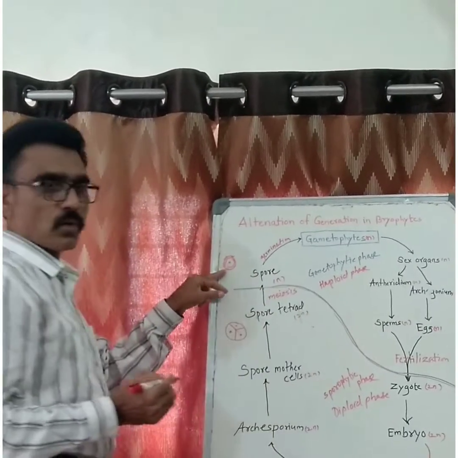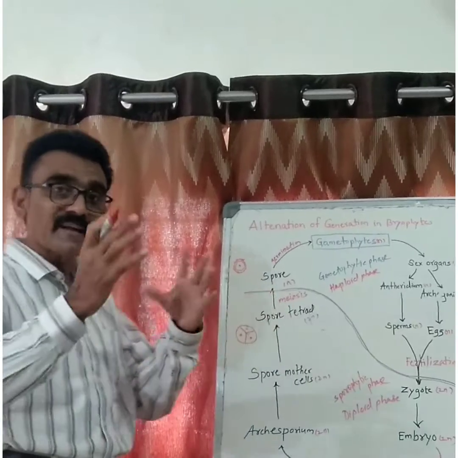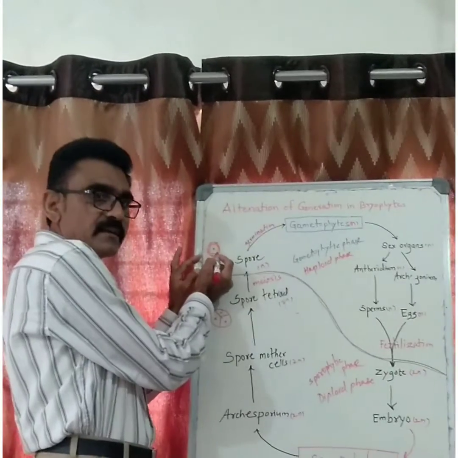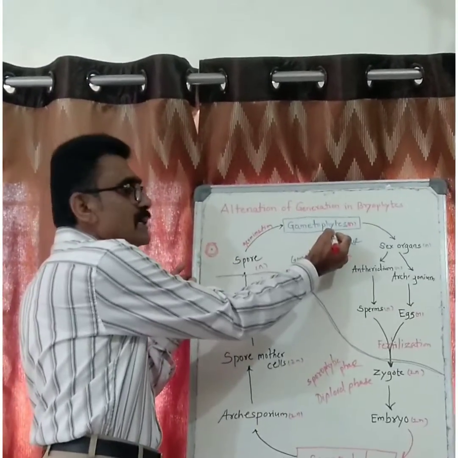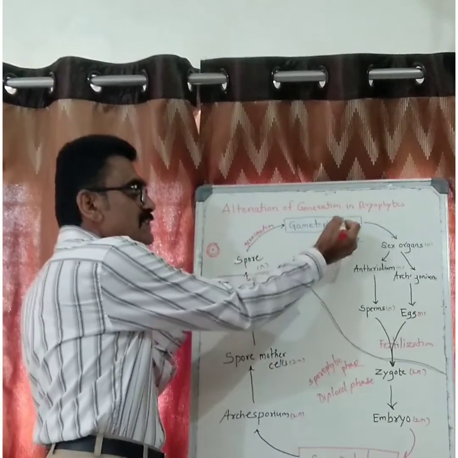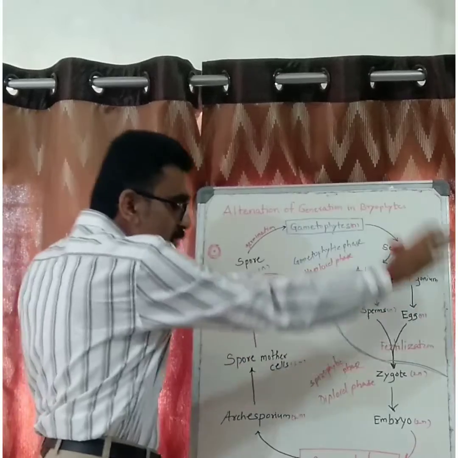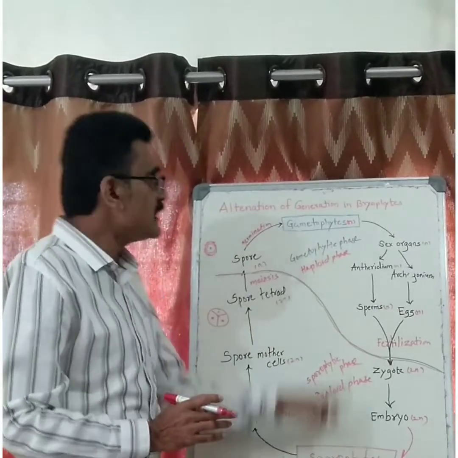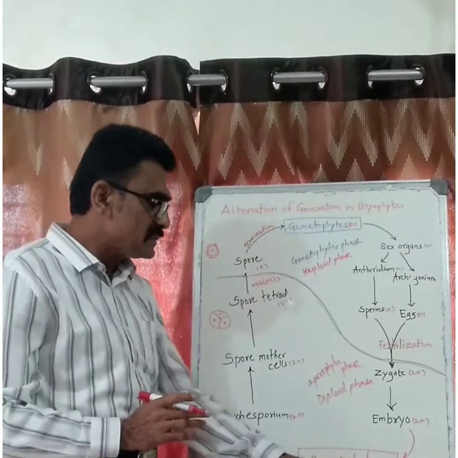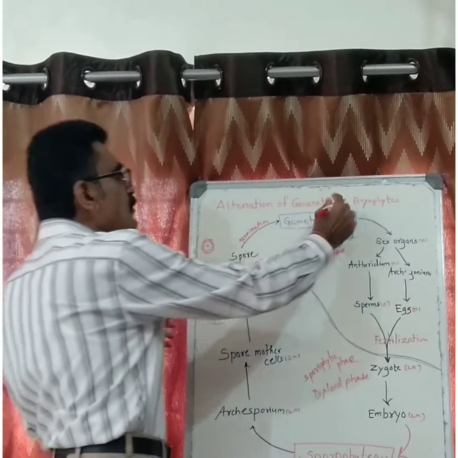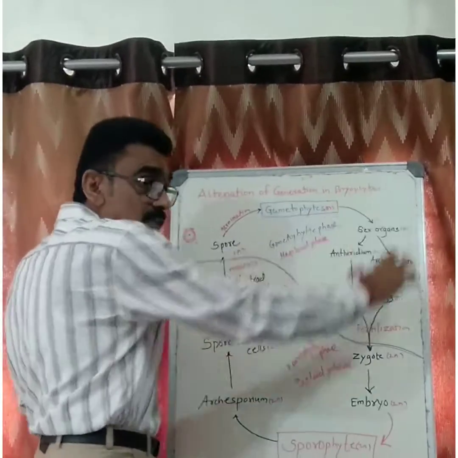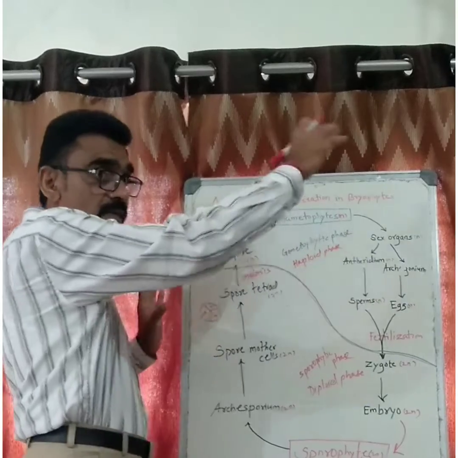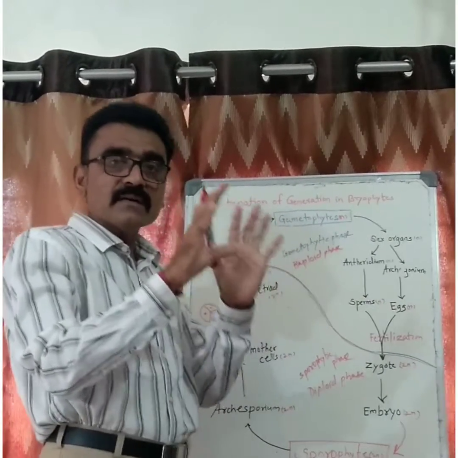Then that spore germinates in favorable conditions, meaning moist condition, cool condition, in the rainy season. The spore germinates to produce gametophytic plants again, which are haploid in nature. So in the complete life cycle there are two phases: the first is the gametophytic phase, the second is the sporophytic phase. The gametophytic phase is haploid in nature, and the sporophytic phase is diploid in nature. They come alternately: first gametophytic, then sporophytic, then gametophytic again. So it is called alternation of generation.